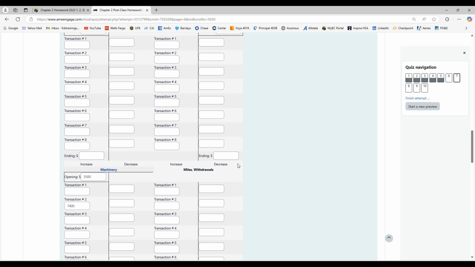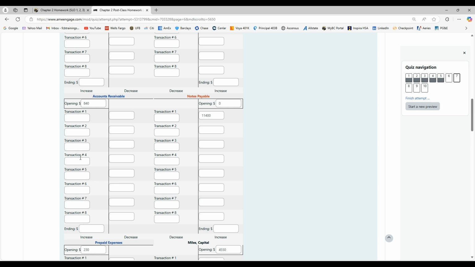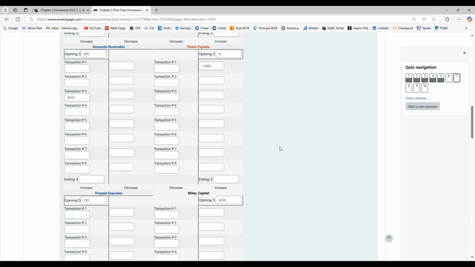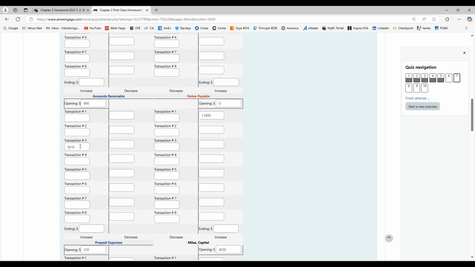Billed clients $3,010 for completed services. So this will be an accounts receivable, transaction 3. And we want to record revenue for that also. So on the increase side of revenue, $3,010. And then accounts receivable was the increase, the other increase here, yes.